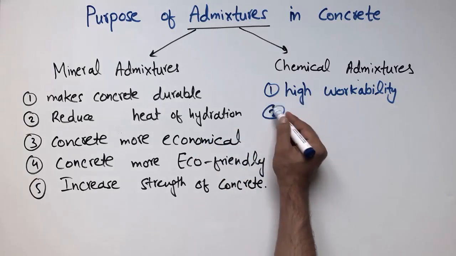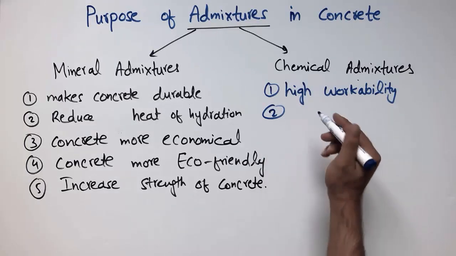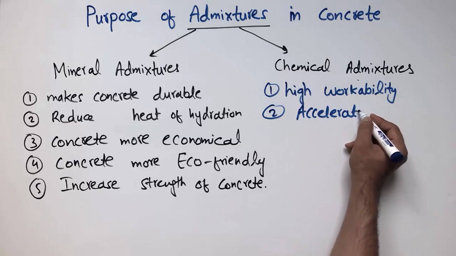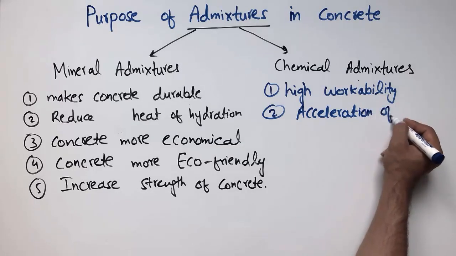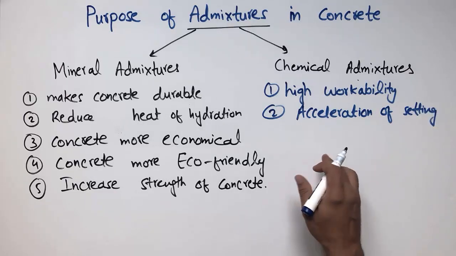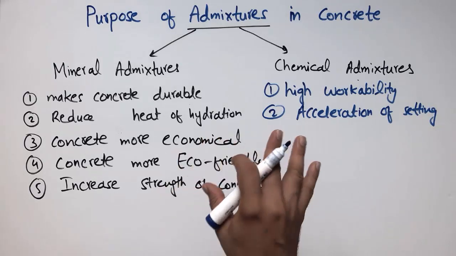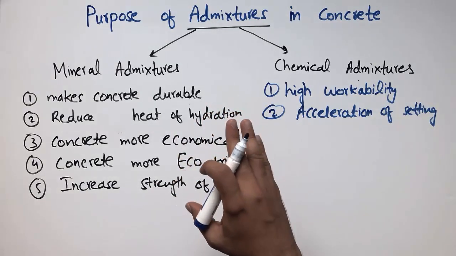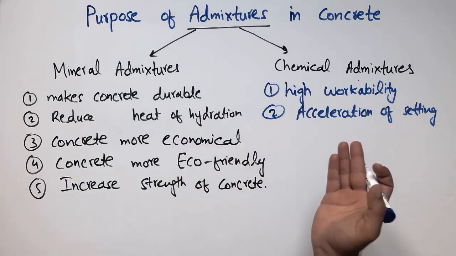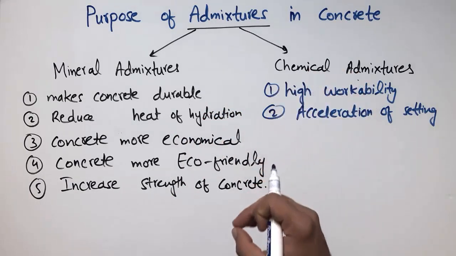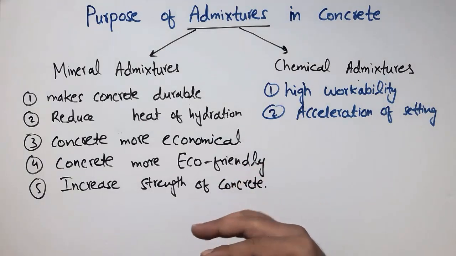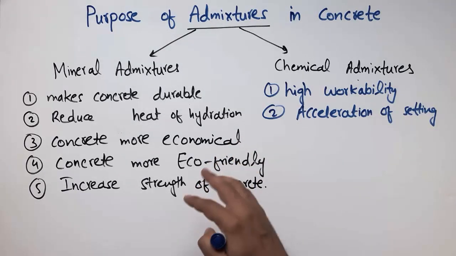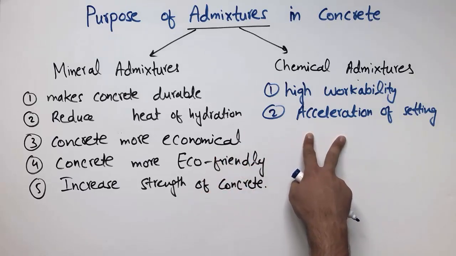The second purpose of the chemical admixture is acceleration of setting time. It means that when we place the concrete, it increases the hydration reaction, and we can achieve the strength of the concrete at early stages. If you have concrete designed to achieve its strength in 28 days, with the help of this admixture it can achieve the strength earlier, in 20 days or 18 days. So it increases the hydration reaction in the concrete, and we can achieve early strength concrete.